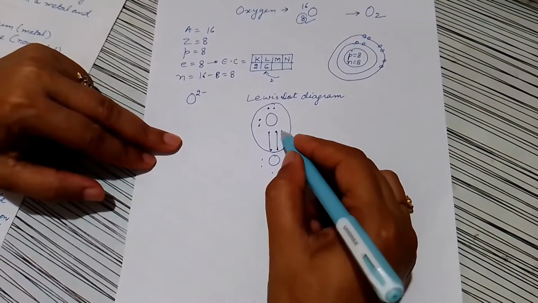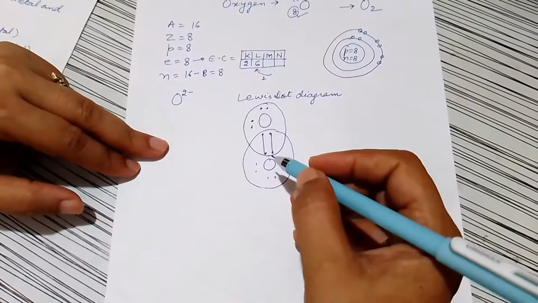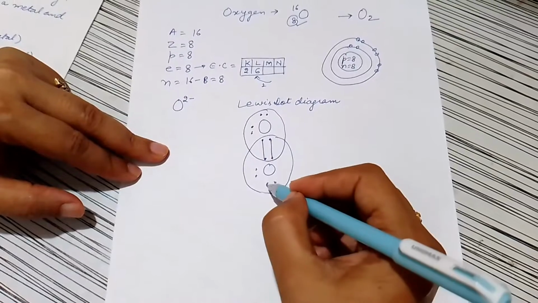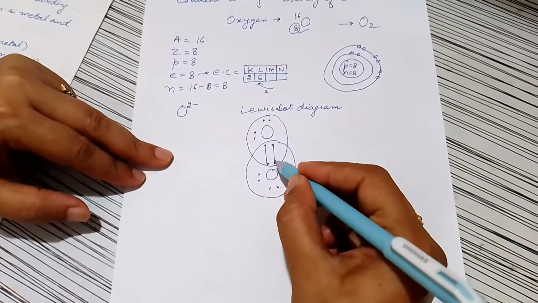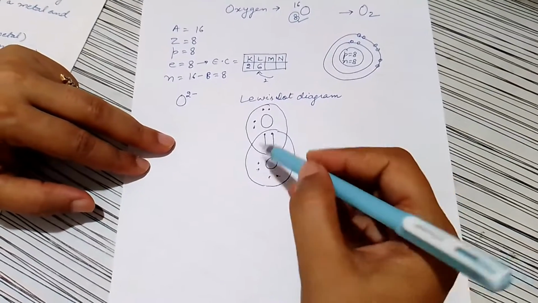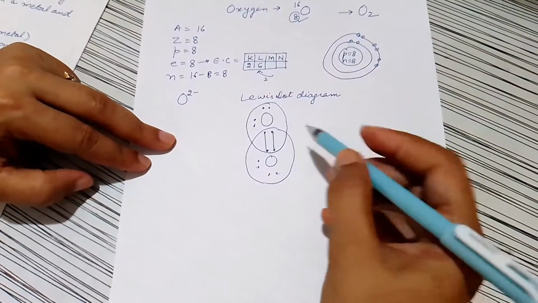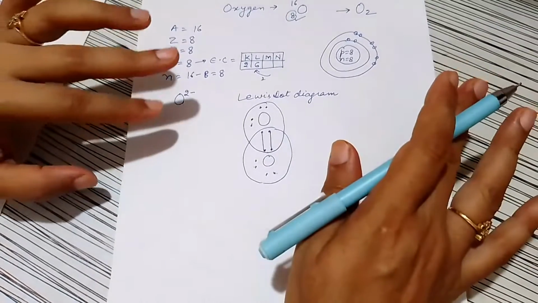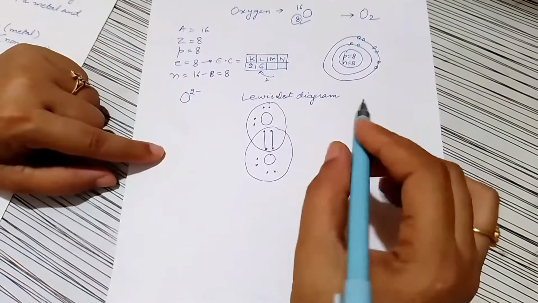Similarly, this oxygen atom will also have 8 electrons. How? 1, 2, 3, 4, 5, 6, 7, 8. So sharing of electrons is shown by these kinds of circles, where one particular atom is having 8 electrons in the outermost orbit. So this is done.